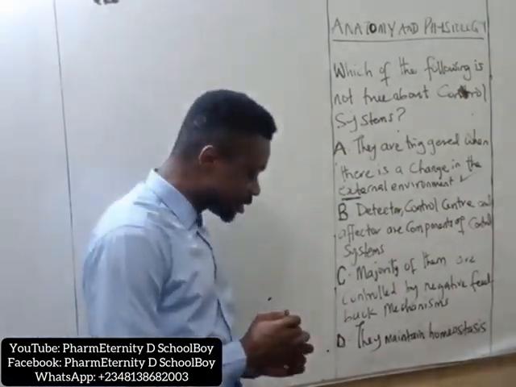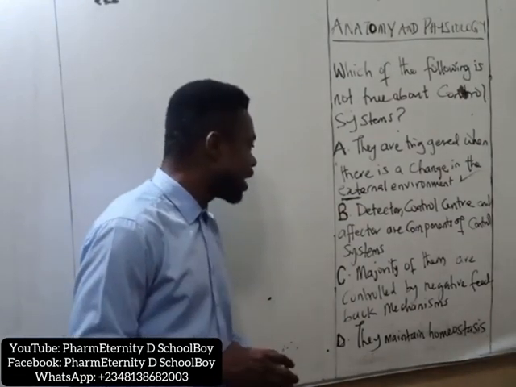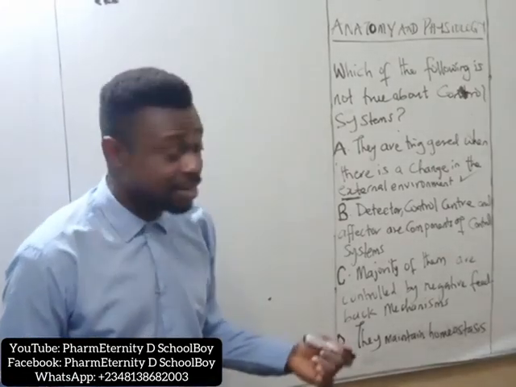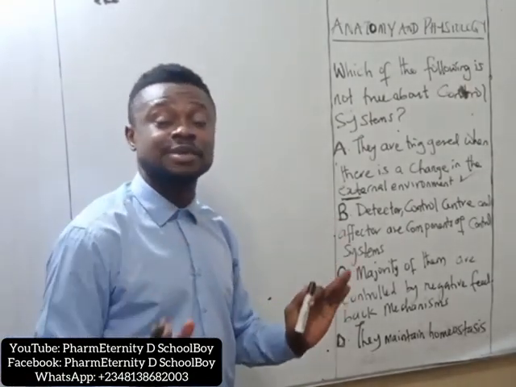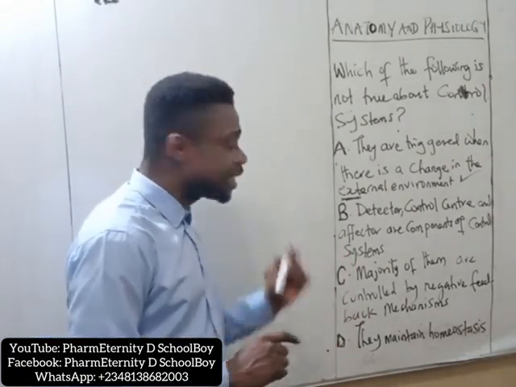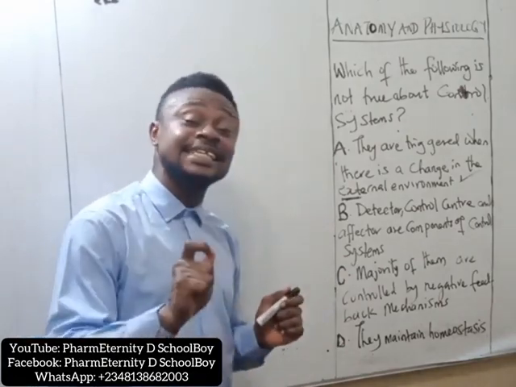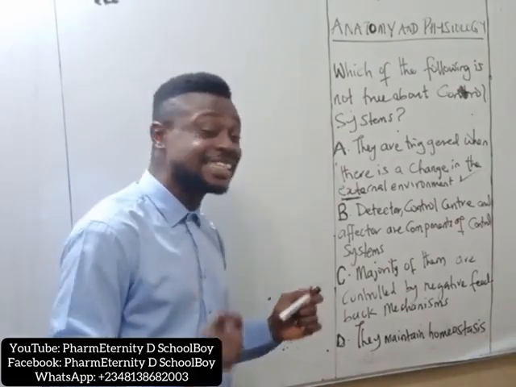Now look at option B, which says detector, control center, and effector. Yes, actually a control system is made of three major components. The first is the detector. The detector is the one that detects that change in the internal environment. It's the detector that detects that change.